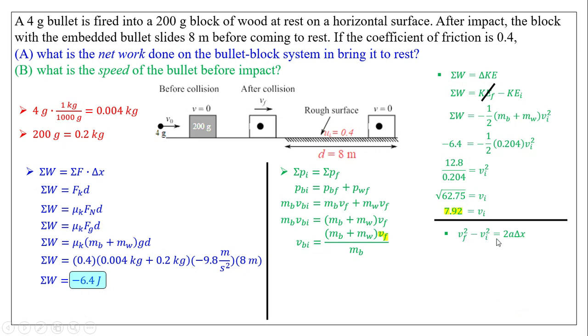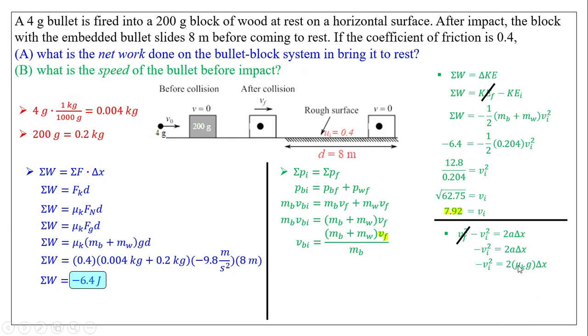VF squared minus VI squared is equal to 2A delta X. Once again, VF is 0 because the block bullet system comes to a stop. So the only thing I do need to find is VI here. I can find A. I know what delta X is. Delta X is 8. So if you break it up here, I just go ahead and carry this work down. And then if you break up, A is just simply mu K times G.